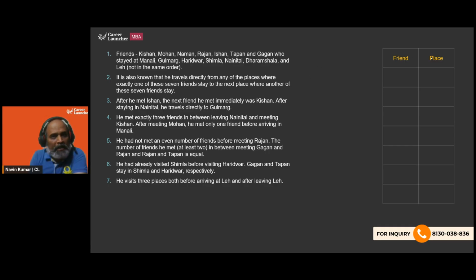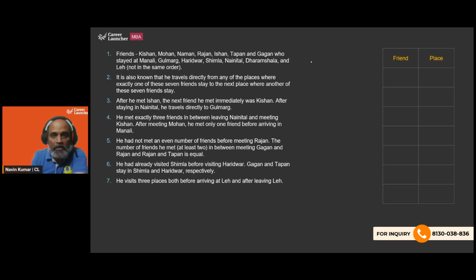So we are going to make 2 columns, one for friend and another for place. And the sequence will be: the top is the first person that Aman meets, and the bottom is the last person he meets. Okay, that's the sequence from top to bottom we will use.